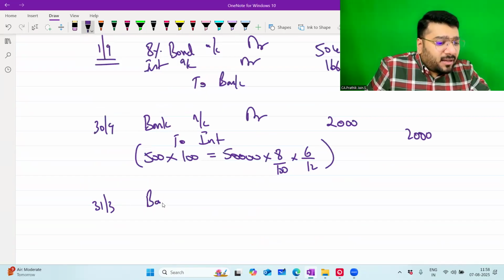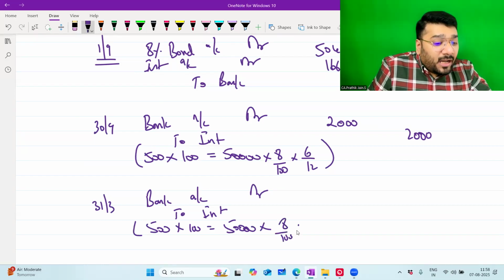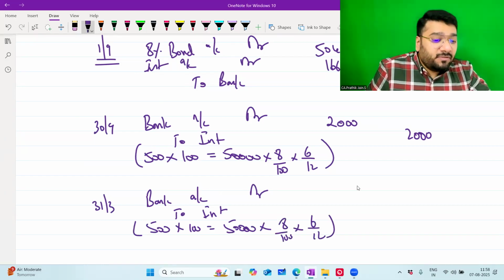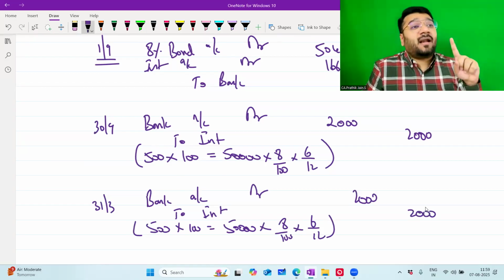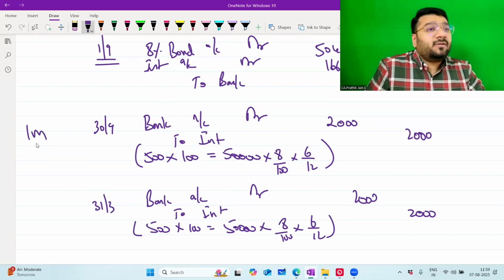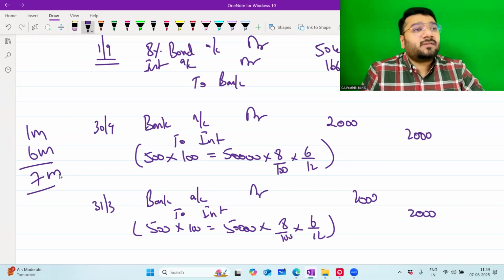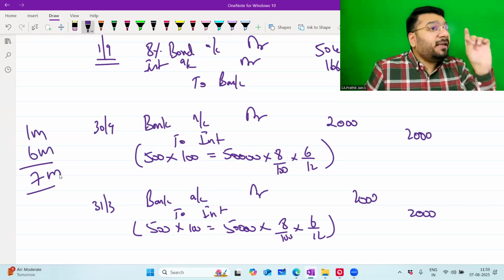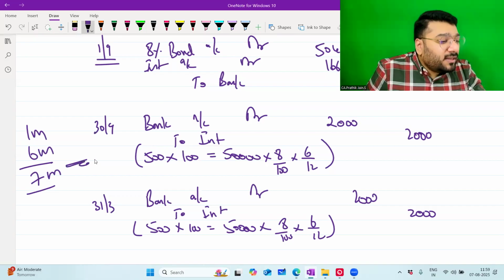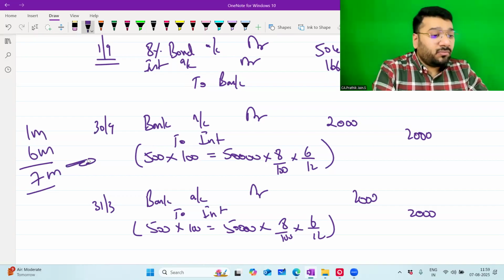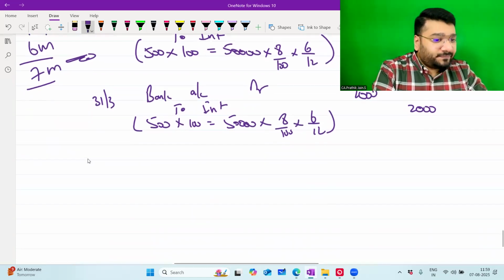31st March, bank account debit. On 31st March, bank account debit to interest. Same calculation, 500 into 100, 50,000 into 8/100. And now it is for the remaining 6 months, which is 2,000. So in the first 6 months, Ram enjoyed his money for 1 month. In the second 6 months, he enjoyed it for the full 6 months. So he has to enjoy interest for 7 months. Now in the ledger, ultimately the closing balance of the interest will be the interest of 7 months. Can we do it? Okay. Now observe, don't do anything, just observe.